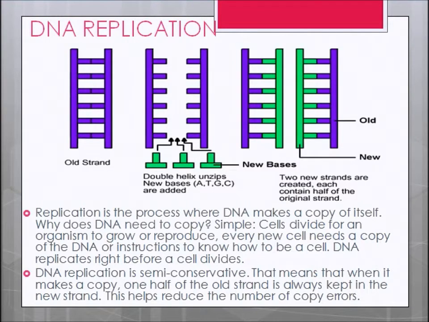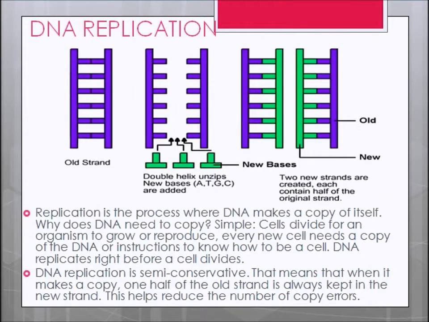DNA replication. Replication is the process where DNA makes a copy of itself. Why does DNA need to copy? Simple. Cells divide for an organism to work and reproduce. Every new cell needs a copy of the DNA, of the instructions to know how to be a cell. DNA replicates right before the cell divides.